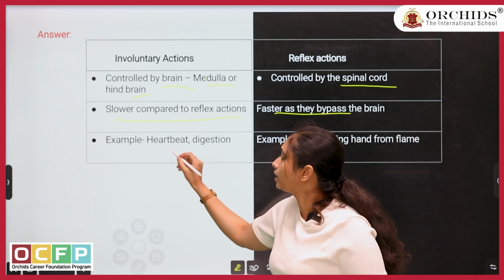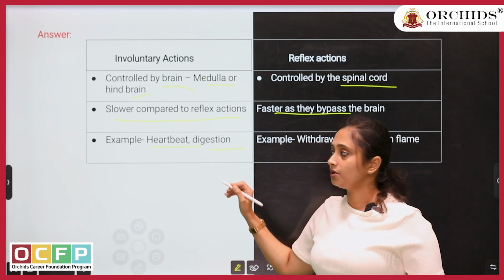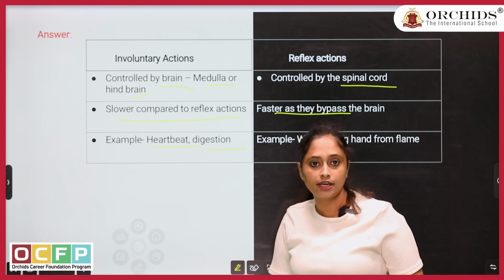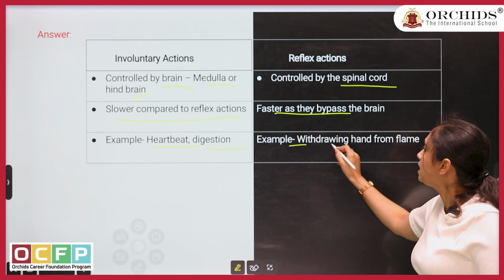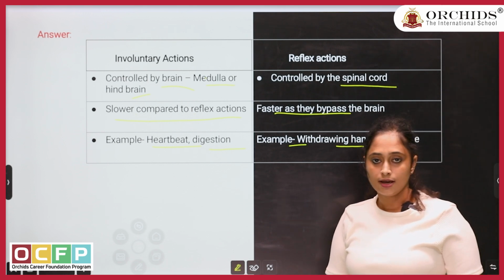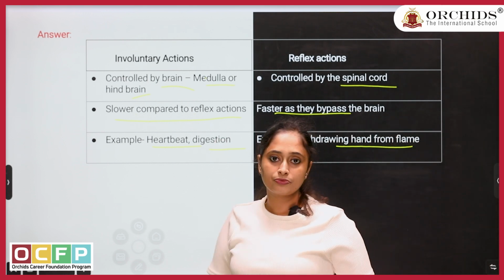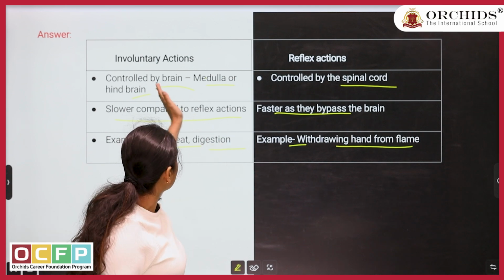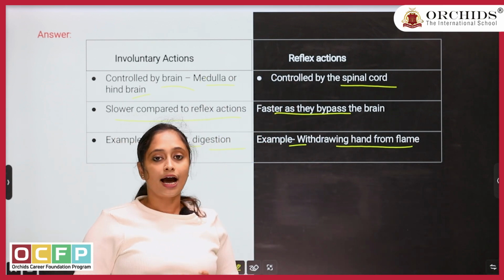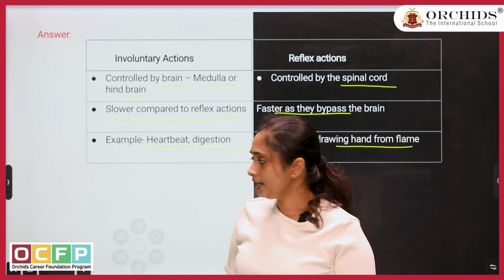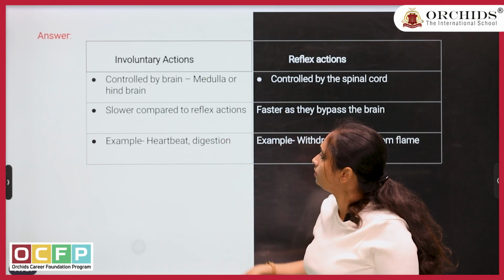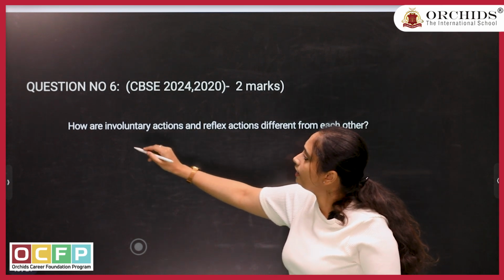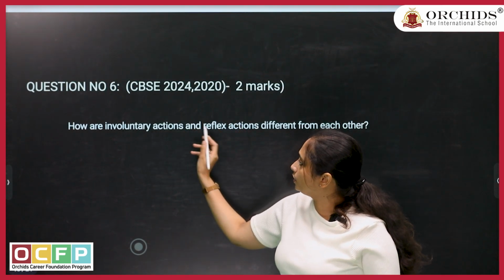Now, for examples, you can give heartbeat and digestion as examples of involuntary action, and the example for reflex action is withdrawing the hand from a flame. So these two are the examples for involuntary action and reflex action. I think it is clear for everybody. It's a 2-mark question, and you need to write the difference.